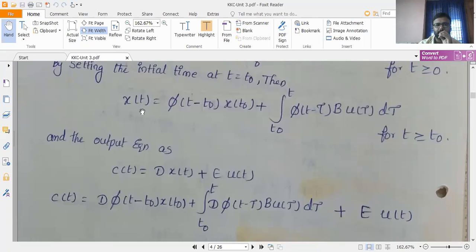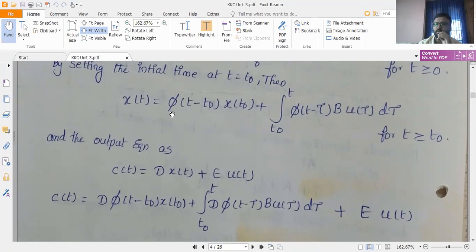Just substituting this particular x of t value in this equation, we are going to get c of t is equal to d into phi of t minus t naught into x of t naught plus integral from t naught to t phi of t minus tau into b into u of tau d tau plus e into u of t. So this is the solution for the non-homogeneous state equation.